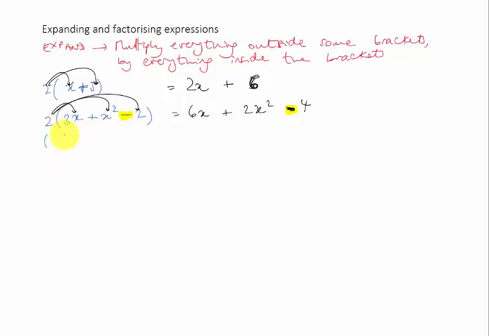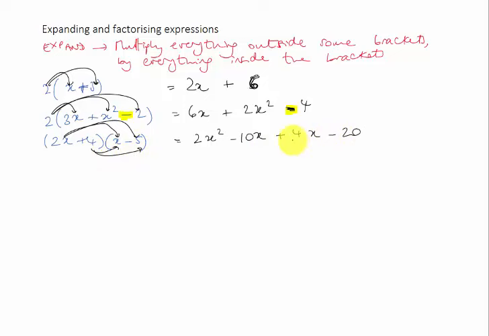And how about if we've got 2 sets of brackets multiplied by each other? For example, 2x plus 4 in one bracket and x minus 5 in the second one. So here what I do is I take the 2x and multiply it by each part of the second bracket. So that would give me 2x times x, give me 2x squared. 2x times minus 5 gives me minus 10x. And the same thing with the second part of the bracket, so the plus 4 multiplied by x gives me plus 4x. And 4 times minus 5, minus 20.